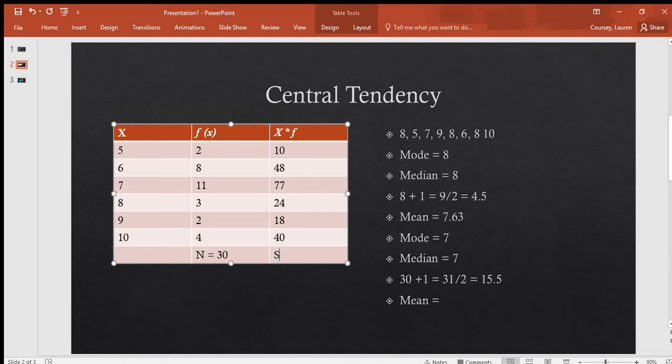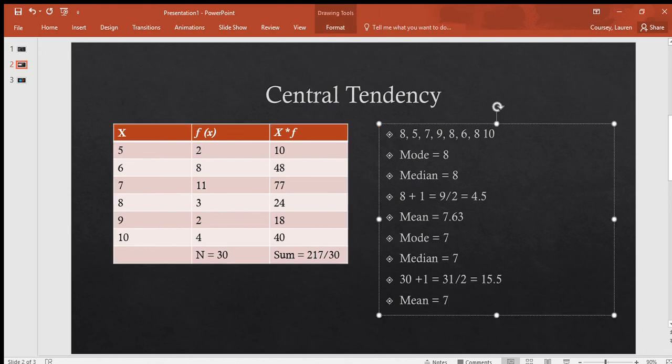So again, I want to get our sum here. So I would add together all of these values in this column. So 10 plus 48, 77, 24, 18, and 40 should give us a total sum of 217. And just like we did before, we want to divide that 217 by 30, which would give us a mean of 7.23.